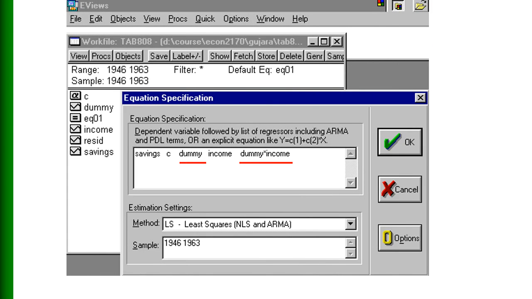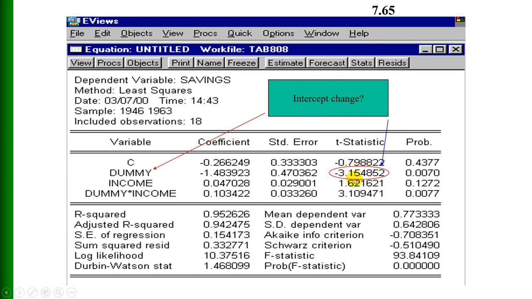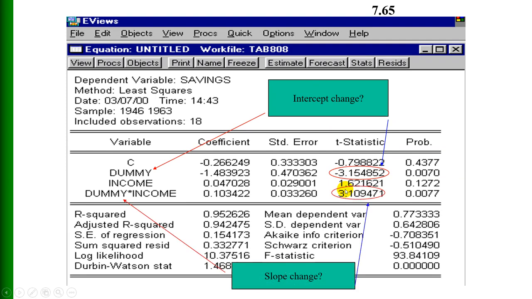This is the equation specification. Saving is the dependent variable, C is the constant, dummy, and then we have income as quantitative variable, and this is the interaction between the dummy and income, and this is for the overall sample, and here is the output. Now the dummy, this t statistic is significant, and this interaction effect is significant. So there is intercept change as well as there is slope change, because both of them are significant.